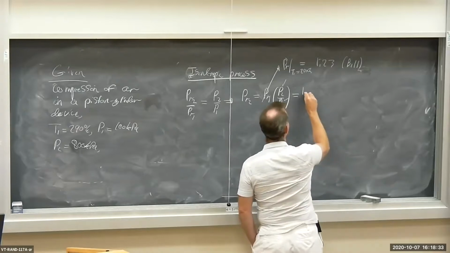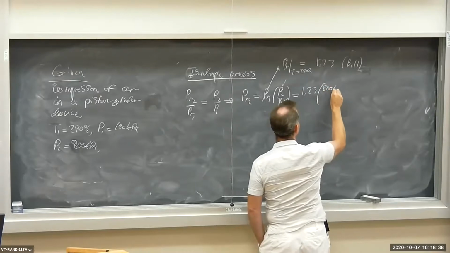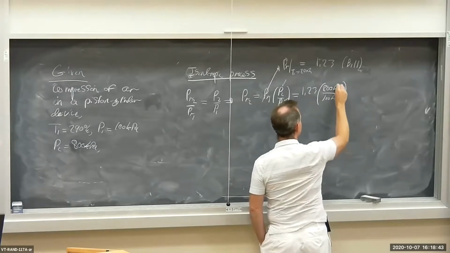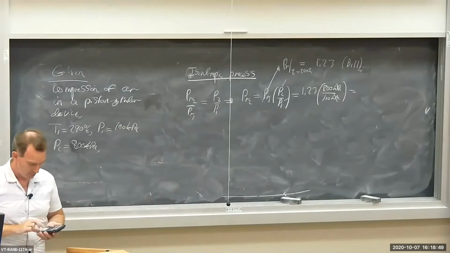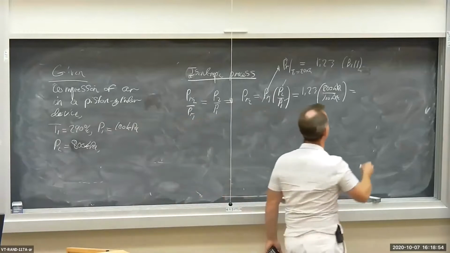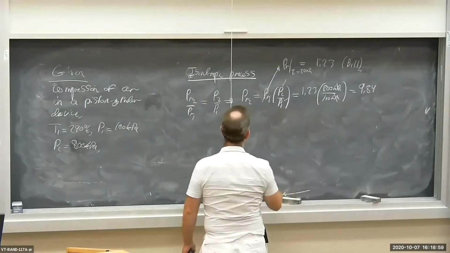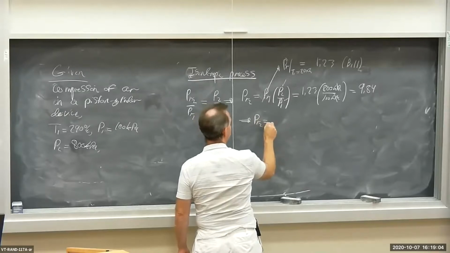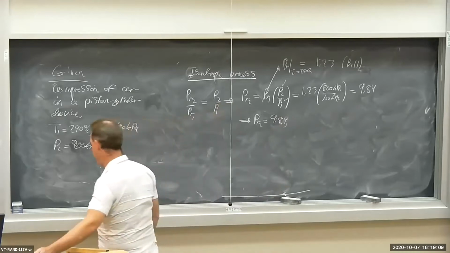So we got 1.23, it's dimensionless. And then we have the ratio of the pressures, 800 kPa and 100 kPa. And I get 8 times 1.23, and I get 9.84. All right? So PR2 is 9.84. By the way, what temperature does that refer to?